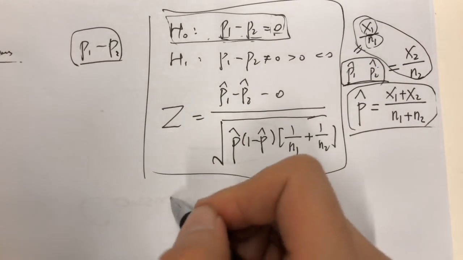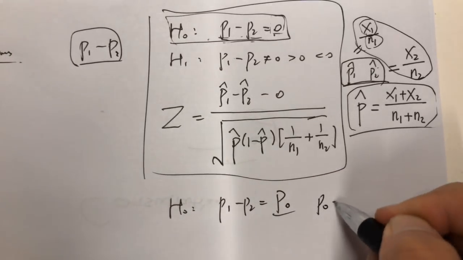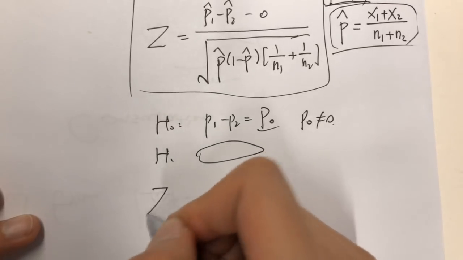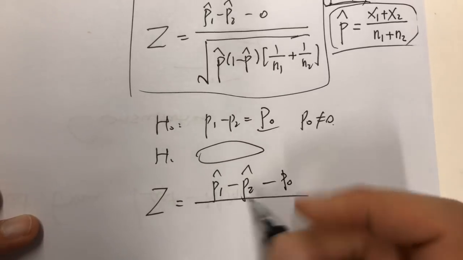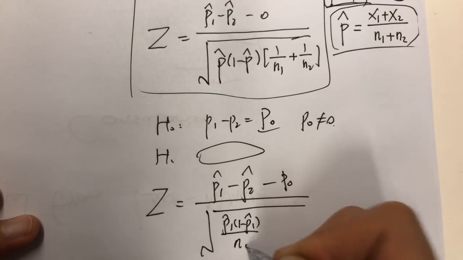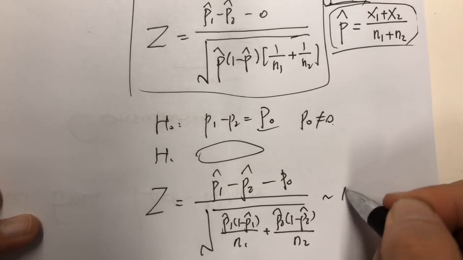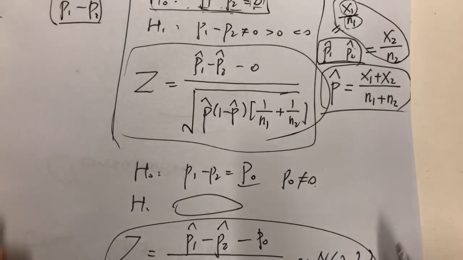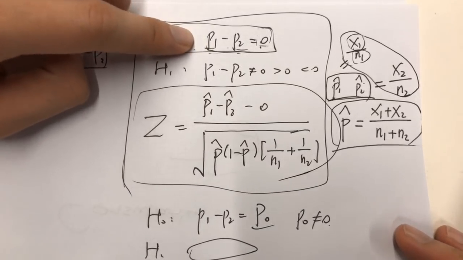Other than that, for example, P1 minus P2 equals P0, and P0 is not equal to 0. Here the alternative is something else. This Z is given by P1 hat minus P2 hat minus P0, divided by, as usual, the square root of P1 hat times 1 minus P1 hat over n1 plus P2 hat times 1 minus P2 hat over n2. It follows a normal distribution. Those are the differences between the two test statistics.